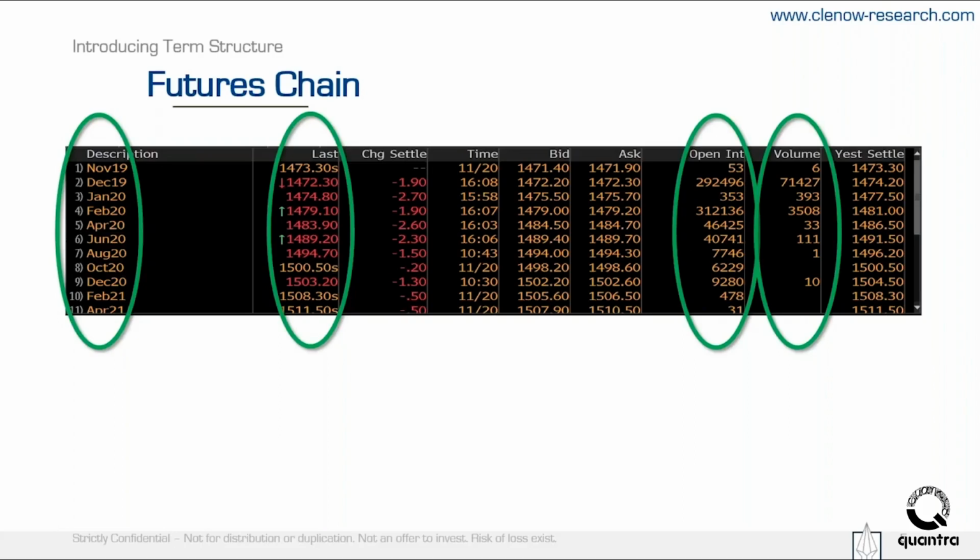And as you see here, one contract has an overwhelming amount of activity, and that is the case most of the time. For most futures trading strategies, you only trade the most active one.